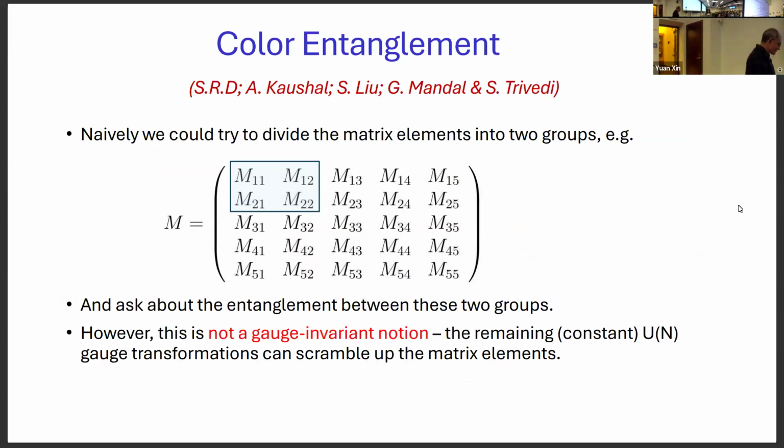Naively, you could think that, well, I have an n by n matrix, so why don't I just pick some number of those matrices? These are the degrees of freedom, and think about the entanglement of, for example, in this case, these 4 such matrix elements with the rest. However, this is of course not gauge invariant, because the remaining gauge symmetry, which is the constant U(N) rotations, is going to scramble up all the matrices, and there is no invariant way you can think of just taking a sub-matrix. Things are a little bit better if you have something like the Coulomb branch, where the symmetry naturally breaks into smaller groups, and you can think of one unbroken group with another. But in general, this is difficult to make sense of.